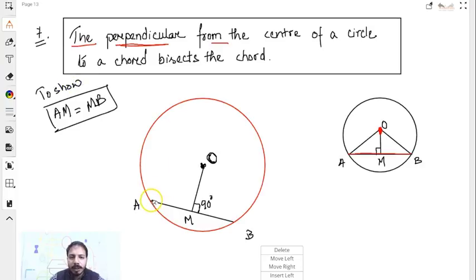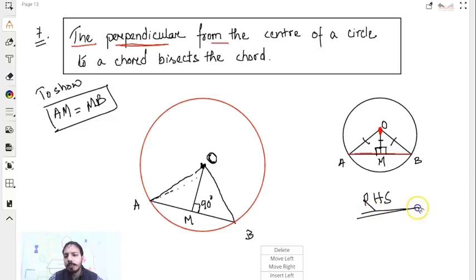This is very simple. We just connect these two, so we form a triangle. If you see here, this side is equal to this side. This is 90, this is 90, and this is the common side. So from the right angle hypotenuse side theorem, we can prove that these two triangles are congruent. Once we prove that these two triangles are congruent, we can say that AM is equal to MB. So we can easily prove this with the help of RHS.